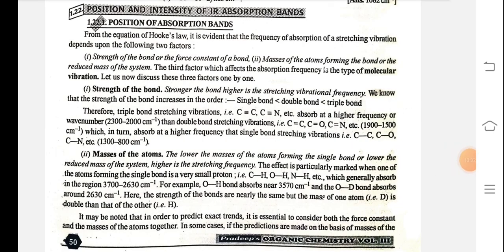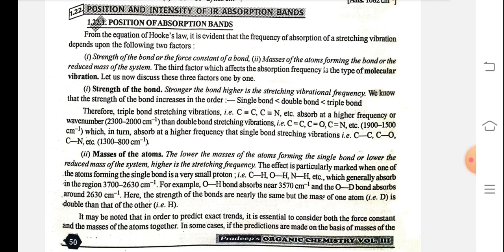Position of absorption band. From the equation of Hooke's law, it is evident that the frequency of absorption of stretching vibrations depends upon the following two factors. First one is the strength of the bond or the force constant of a bond. Second is the masses of the atoms forming the bond or the reduced mass of the system. The third factor which affects the absorption frequency is the type of molecular vibrations. Let us now discuss these three factors one by one.